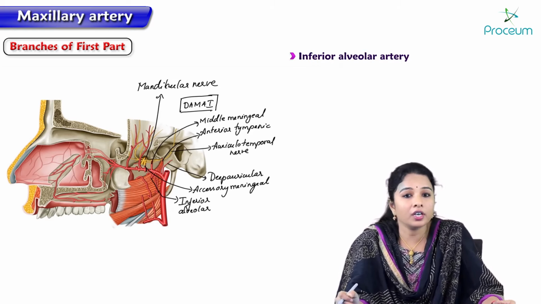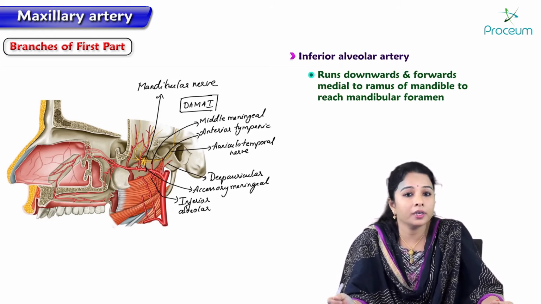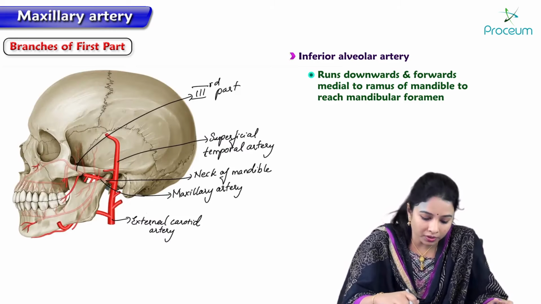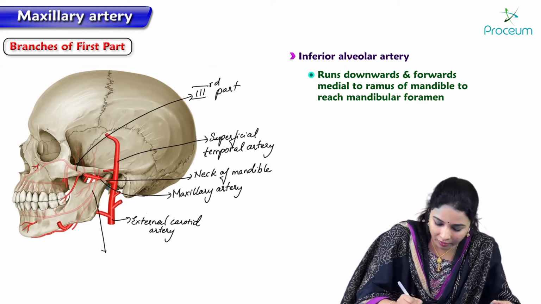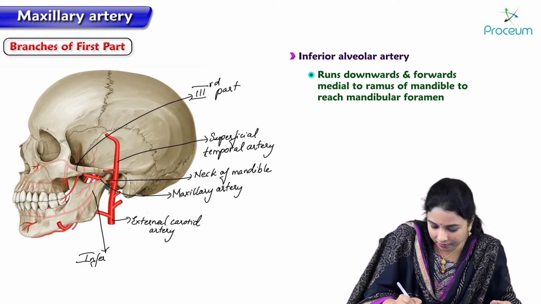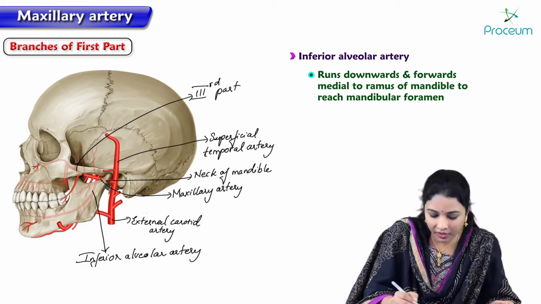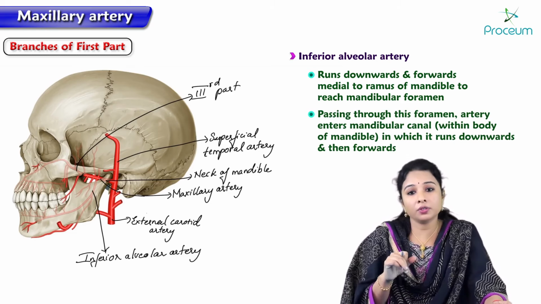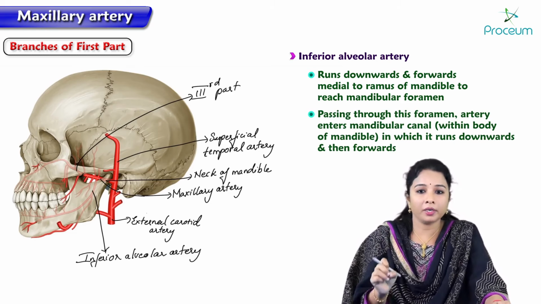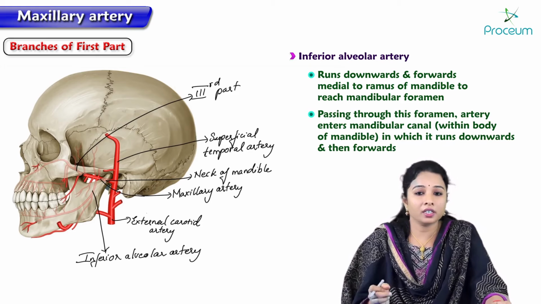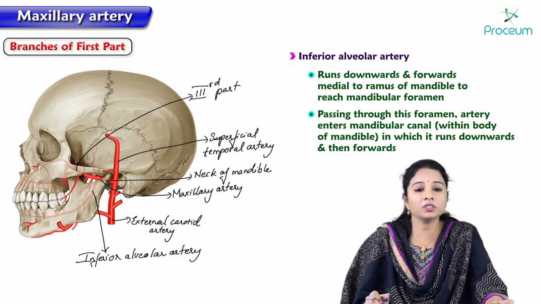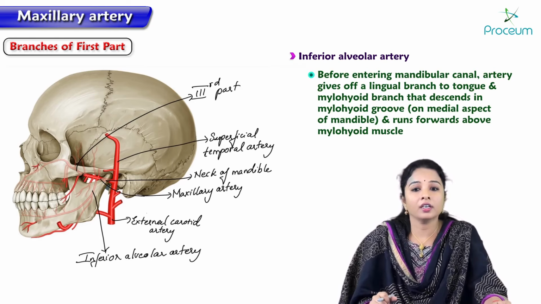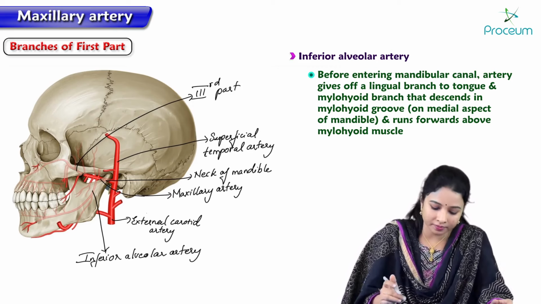The inferior alveolar artery runs downwards and forwards medially to the ramus of the mandible to reach the mandibular foramen. So, it runs downwards. In this image, we can appreciate the inferior alveolar artery. We can see it is coursing downwards, forwards into the body of the mandible. It enters the body of the mandible through the mandibular canal, in which it runs further downwards, and before entering the mandibular canal, this inferior alveolar artery gives off a lingual branch to the tongue.